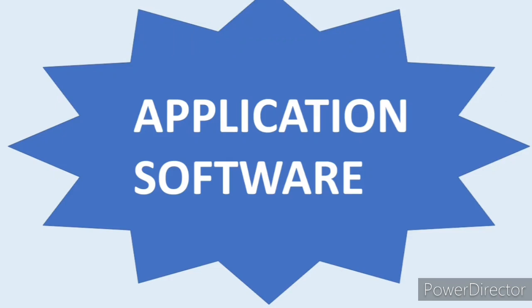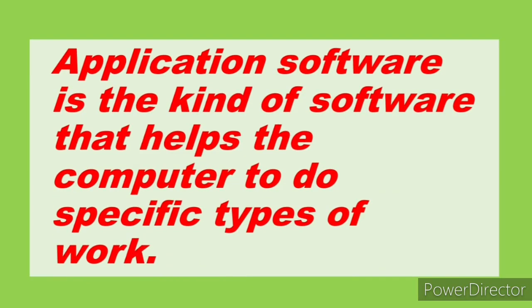What is an application software? An application software is a kind of software that is designed to meet a specific task. An application software is designed to perform a specific task. People use application software according to their needs. Now let's take a look at some examples of application software.